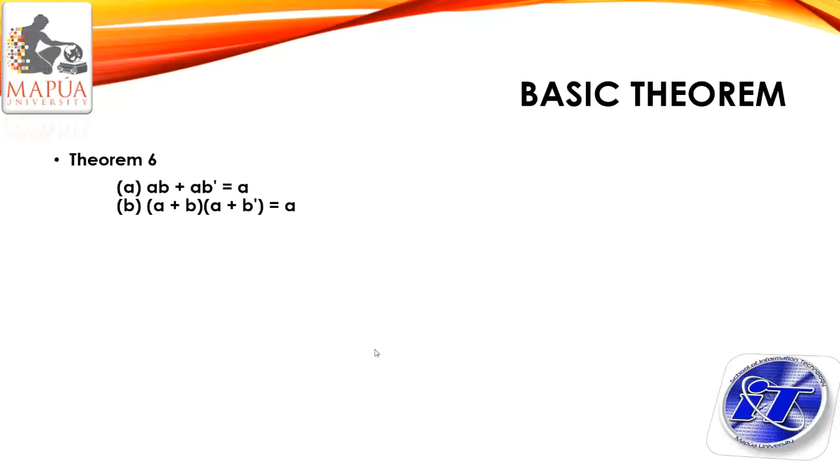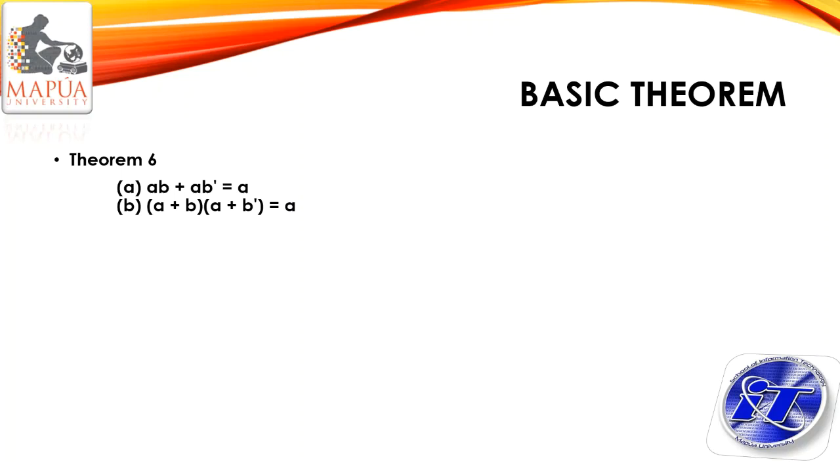Let us continue our discussion about theorems. So let's start with theorem number 6. Form A: AB plus AB not is equal to A. Form B: A plus B added to A plus B not is equal to A.